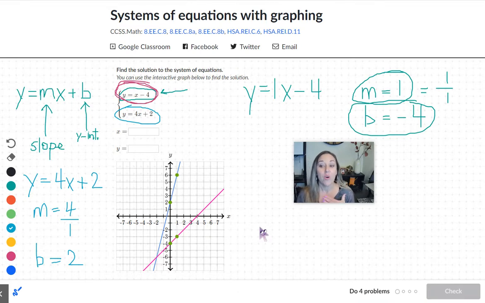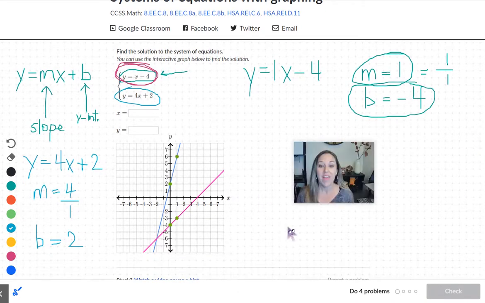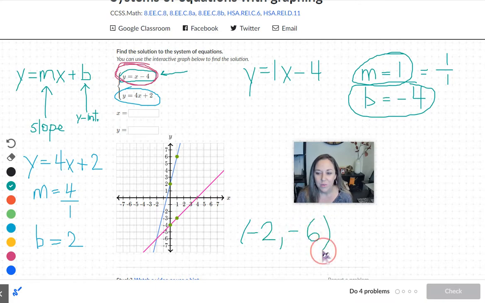Okay, when I know that I'm correct in how I've graphed them, that's when I'm going to give my answer here. I'm going to look right here. Where are those 2 lines crossing? Do you see how right there is where they're crossing? And what is that ordered pair? That ordered pair is -2, -6. Do you see where I got that?